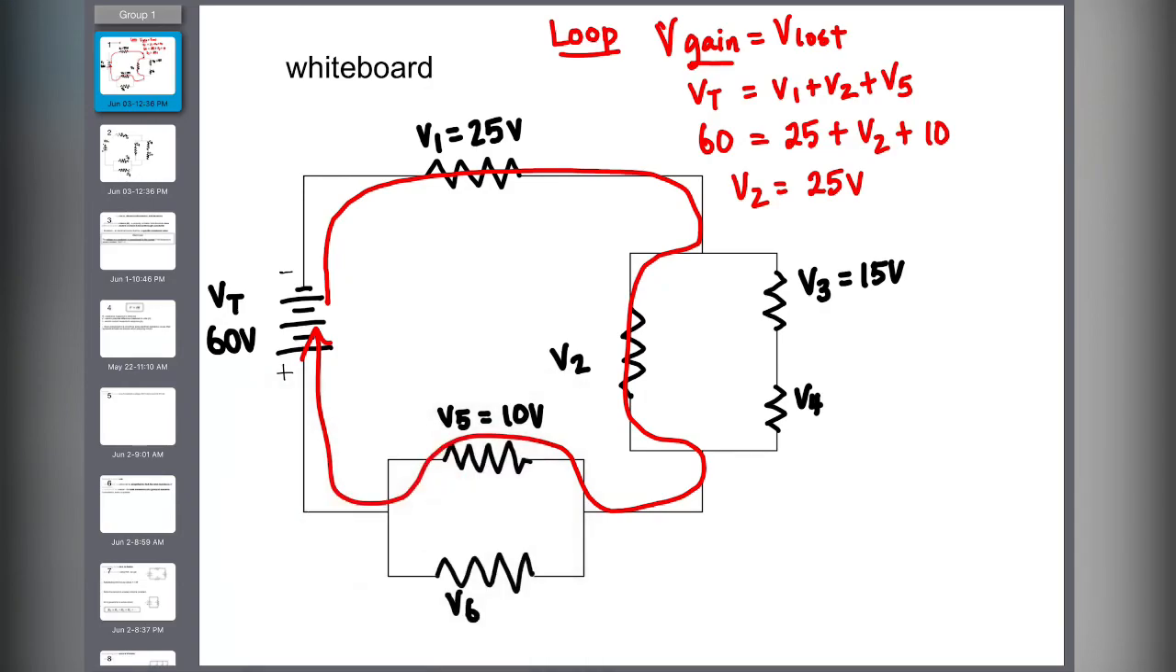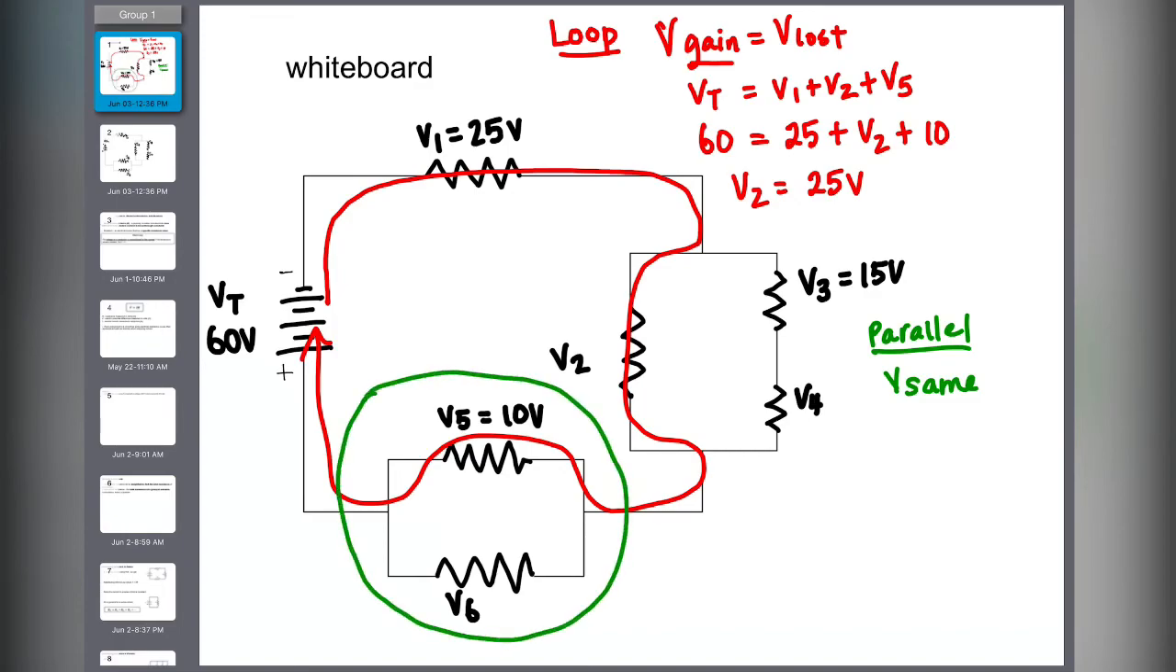The second rule I look for with voltage when I'm using Kirchhoff's law is anything that is parallel to each other, because if I have parallel, I know that the voltages are the same. In this circuit, there are two parallels. One that is very obvious is the one at the bottom. These two are exactly parallel to each other. So I can say that V5 and V6 have to be the same. Because I know V5 is 10, that means V6 is also 10 volts.